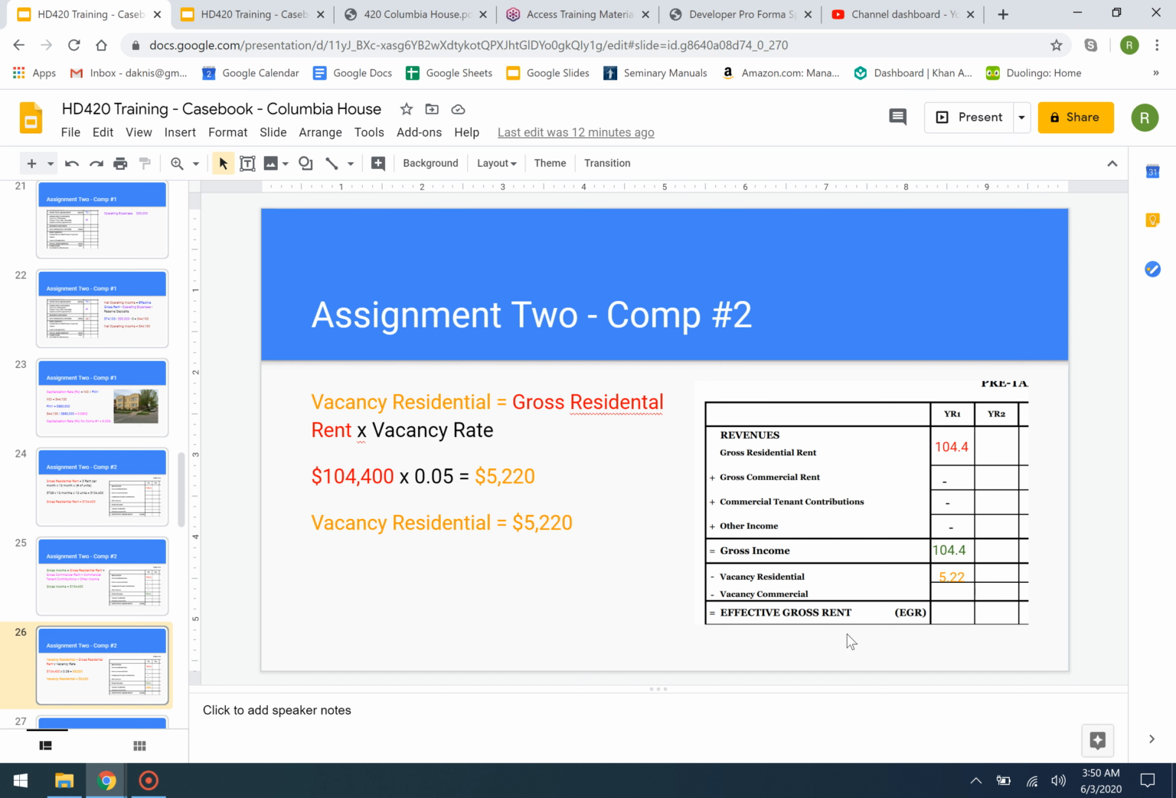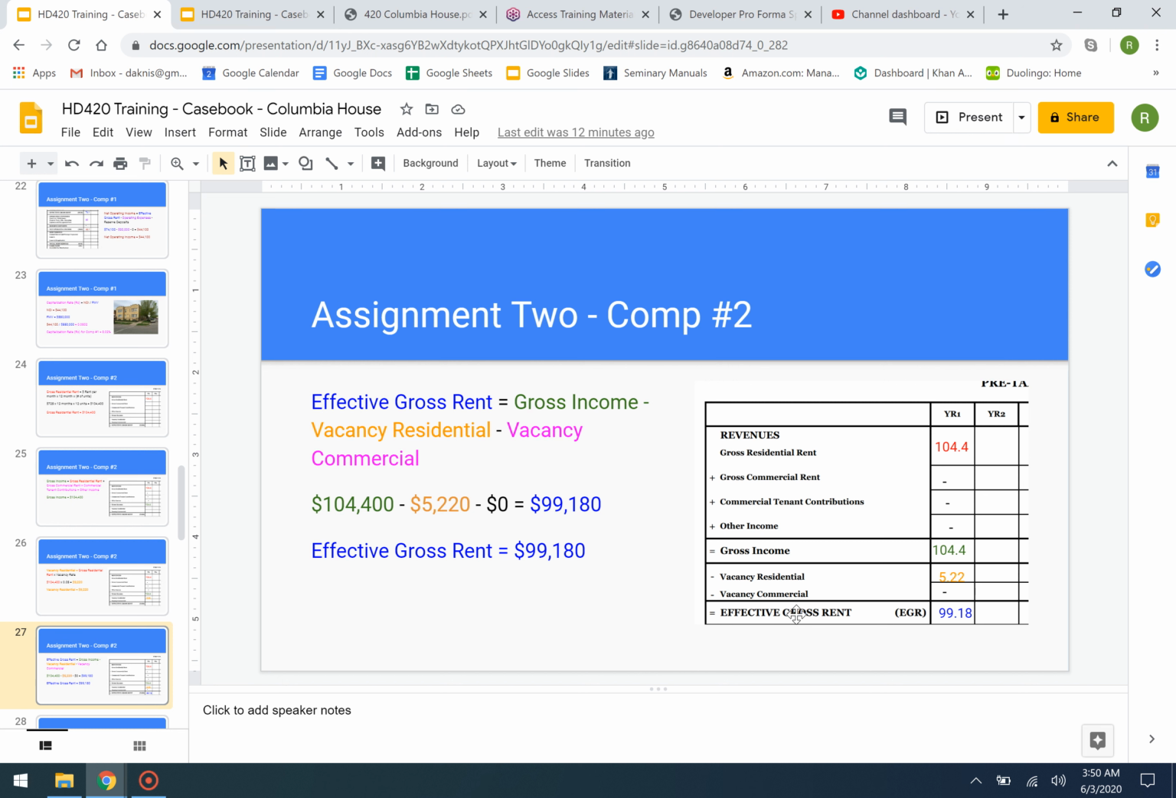Vacancy rate is still 5%. We take that gross residential rent, 5% of it is going to be $5,220, and we plug that number in right there. To get our effective gross rent, we take gross income minus vacancy residential. So 104,400 minus the 5,220, and we end up with 99,180. Plug that number in right there.